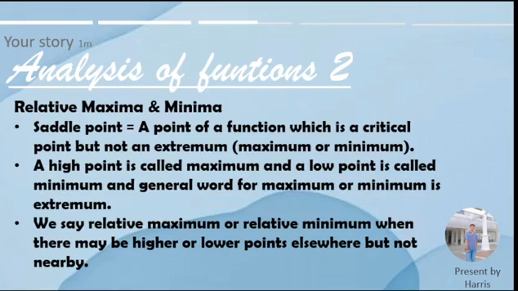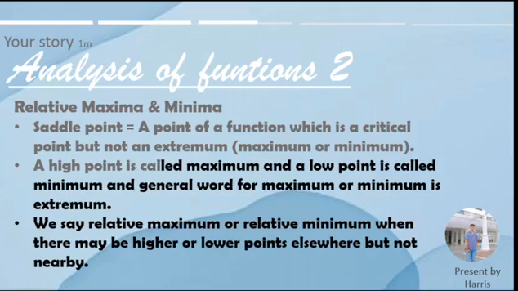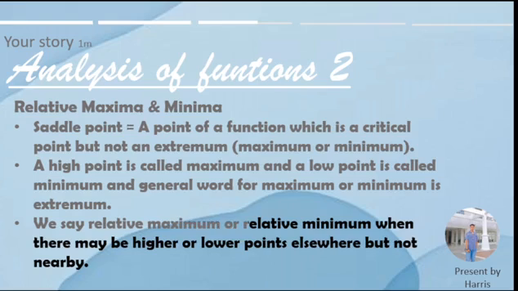Analysis of function 2. Relative maxima and minima. A saddle point is a point of a function which is a critical point but not an extremum, maximum or minimum. A high point is called a maximum and a low point is called a minimum, and the general word for maximum or minimum is extremum. We say relative maximum or relative minimum when there may be higher or lower points elsewhere but not nearby.